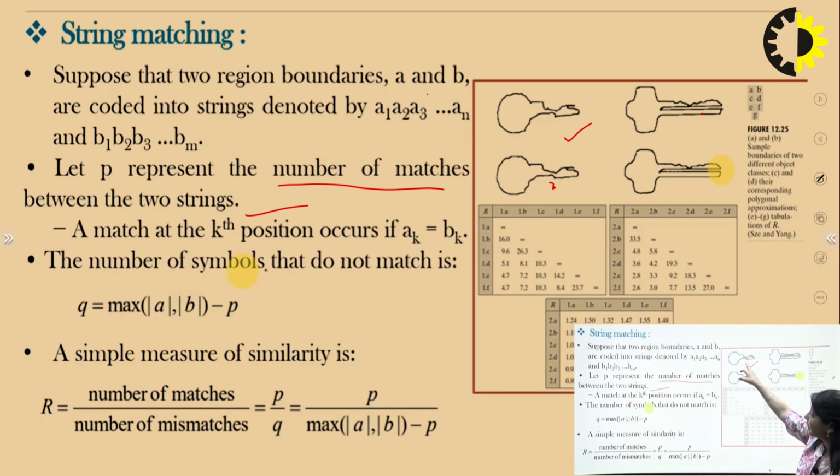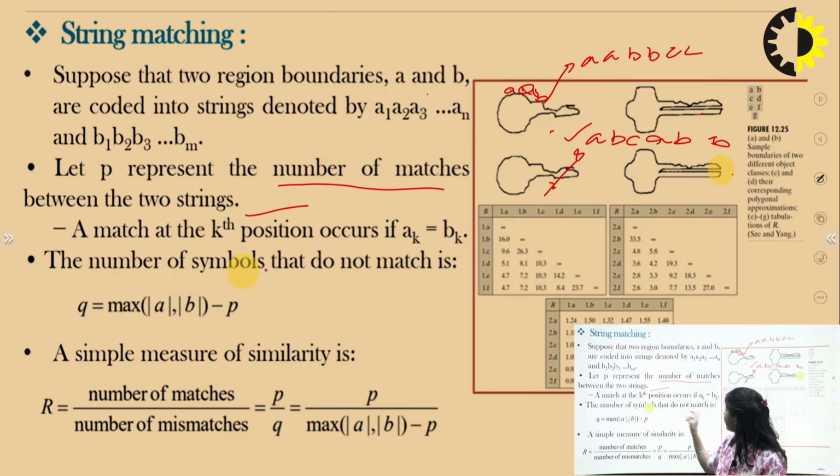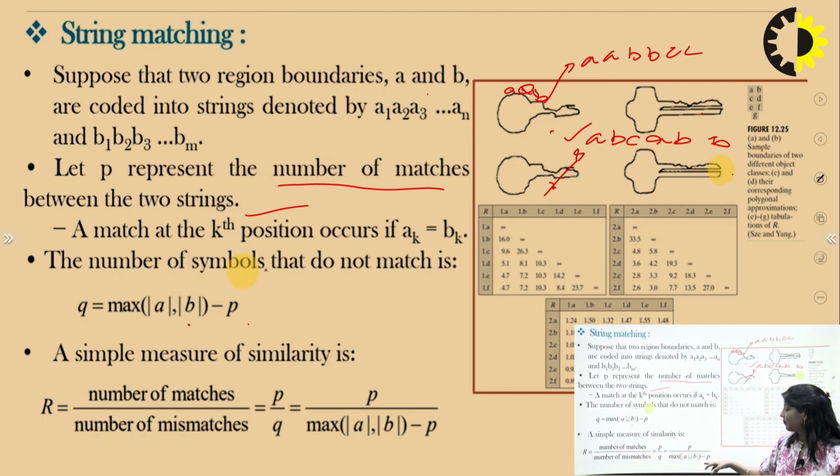So we calculate the string. This is a shape like A, B, B. Represent this in the form of a string: A, B, B, C, C. And the other has the string A, B, C, A, B, B, something. So we have to find the number of counts. Q is the number of symbols that do not match, and minus the number of symbols that match. So the number of matches and number of mismatches. With the help of this formula we get this table.